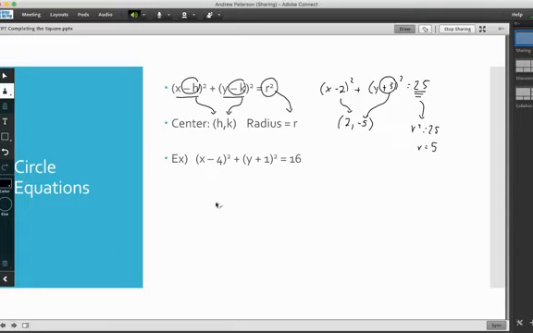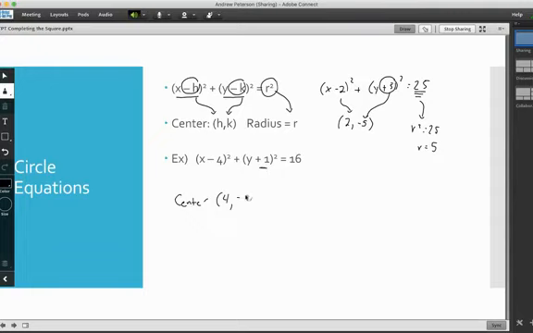So if we were trying to find the center, in this case, of this circle, we're going to take a look at the numbers that are inside of these bubbles over here, these squared parentheticals, and we're going to change the sign. So I see a -4 here for the x term. I'm going to write a +4 down in my parenthetical here. And for the second term, I see a +1.